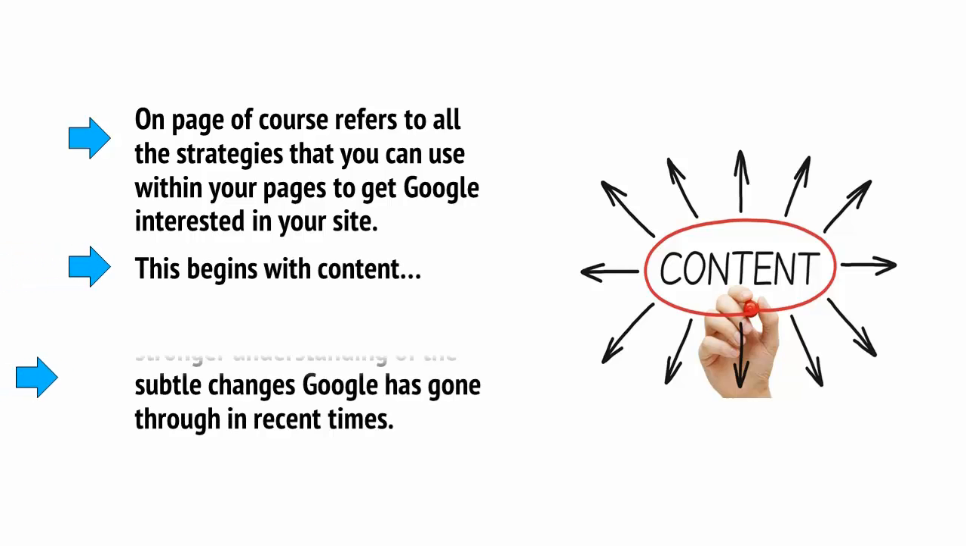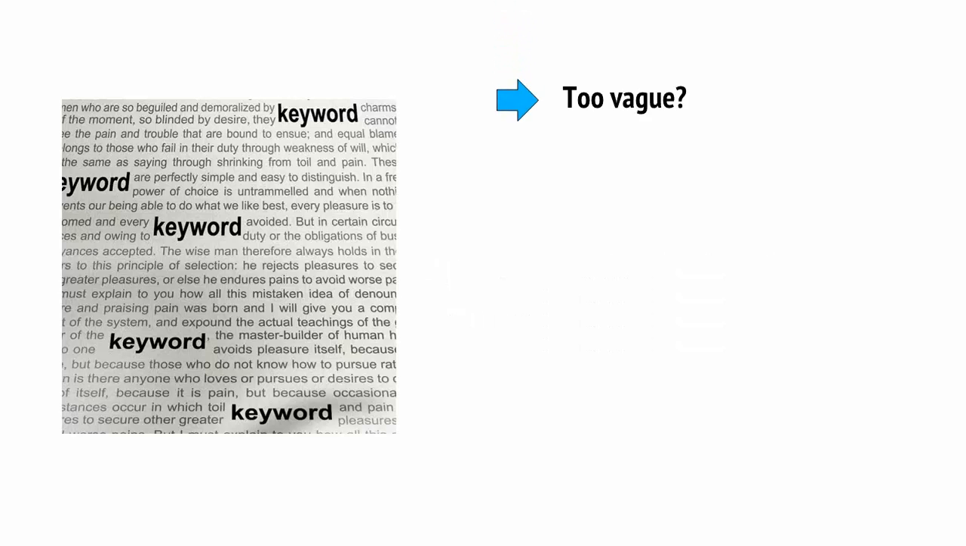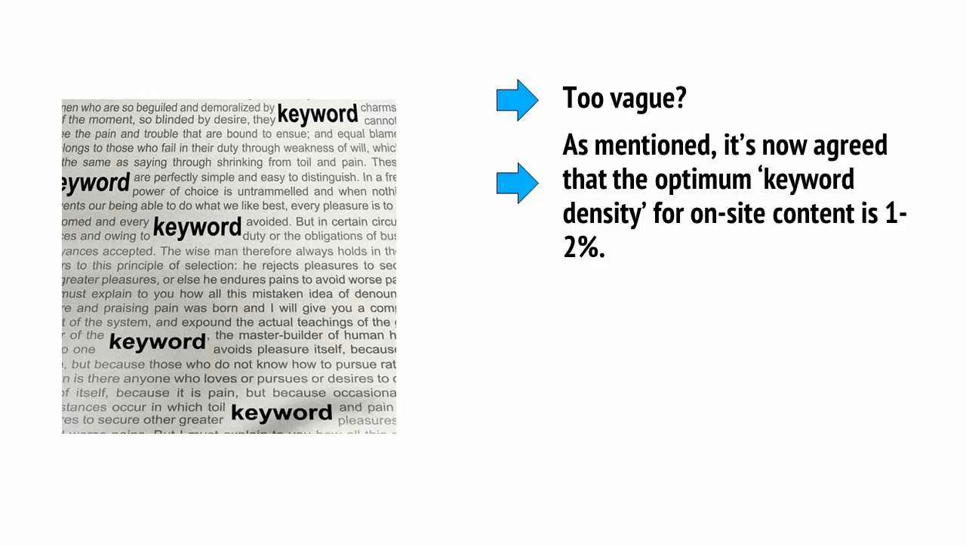This begins with content, and it begins with having a stronger understanding of the subtle changes Google has gone through in recent times. One of the first things you're going to need to do is to fill your site with great content and to use your keywords throughout. There's a fine line to be walked here. You need to repeat the phrase a few times to ensure that you create that association. But at the same time, you also need to make sure that you don't overdo it and thereby appear to be spamming.